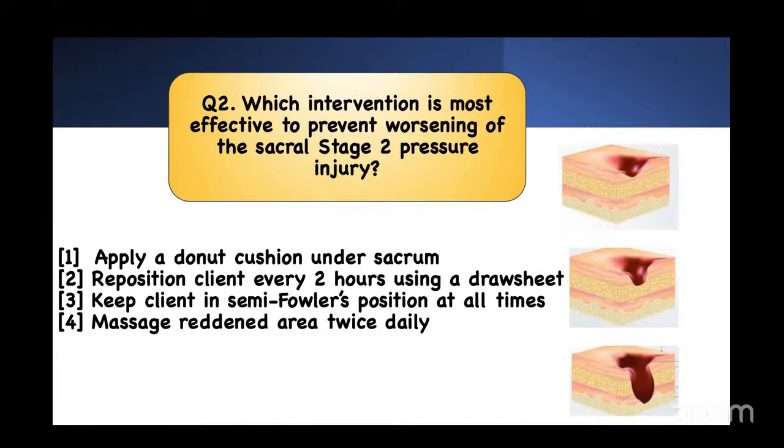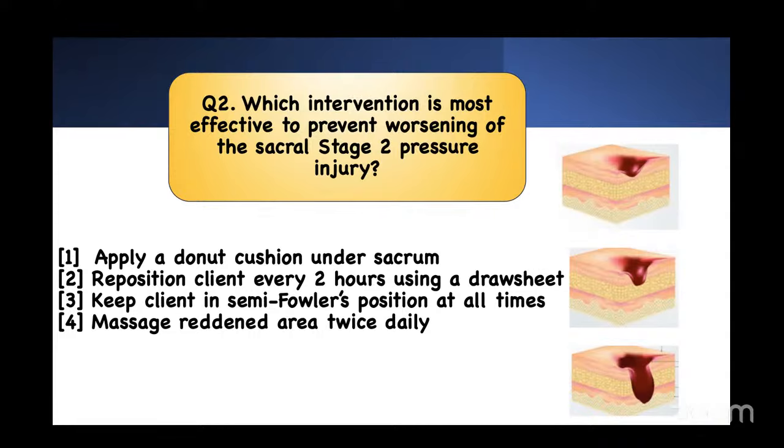You give the patient a donut to sit on, reposition the client every 2 hours with the draw sheet, keep the client in a semi-Fowler position at all times, and then massage the reddened areas twice daily. Which of these are actions you have seen before or read about, then apply to prevent pressure injury? You give them a donut to sit on, or you reposition them, right? You keep clients in the semi-Fowler position, right? Or massage the reddened area twice a day.